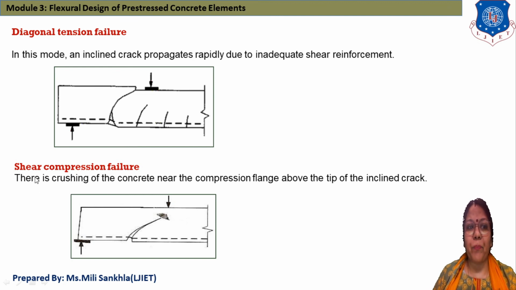Now second, shear compression failure. Again here the support is given and the section is cut. This shear compression failure is the crushing of concrete, because shear cuts the section. It is the crushing of concrete near the compression flange, above the tip of the inclined crack. Look at this, this is the inclined crack and this is the tip of the inclined crack. Here our shear compression failure starts.